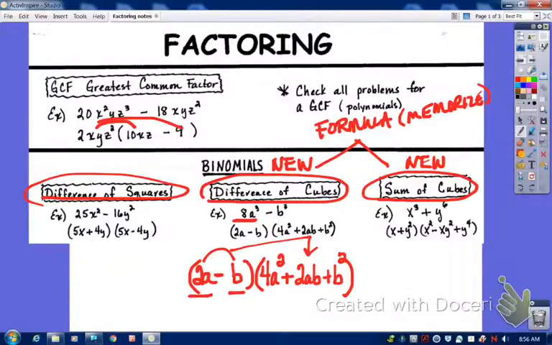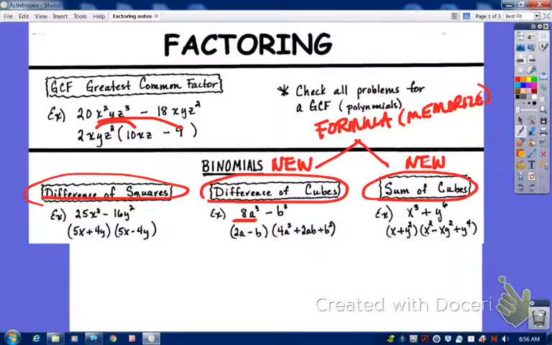We'll look at some examples in a minute. You don't solve it. You're just factoring. If you were solving, there would have to be an equal sign in the problem. So we're not solving, we're just factoring. Okay, let's look at the sum of cubes. The sum of cubes is the same exact formula, and I've got it worked out, but I just want you to see me work it out.